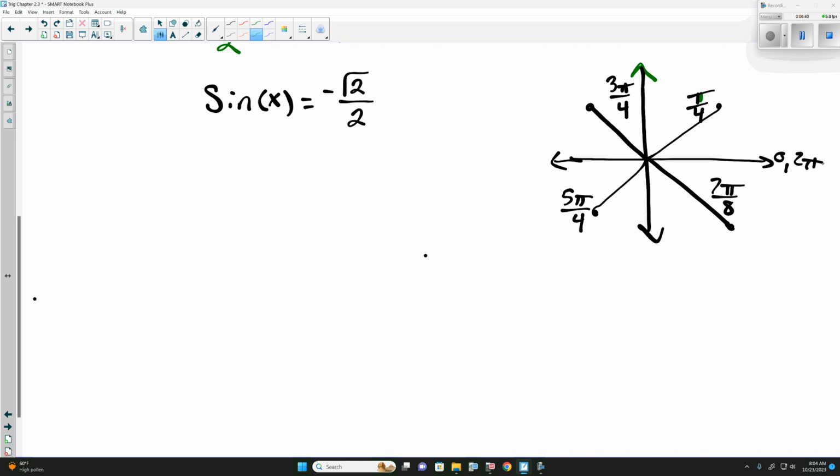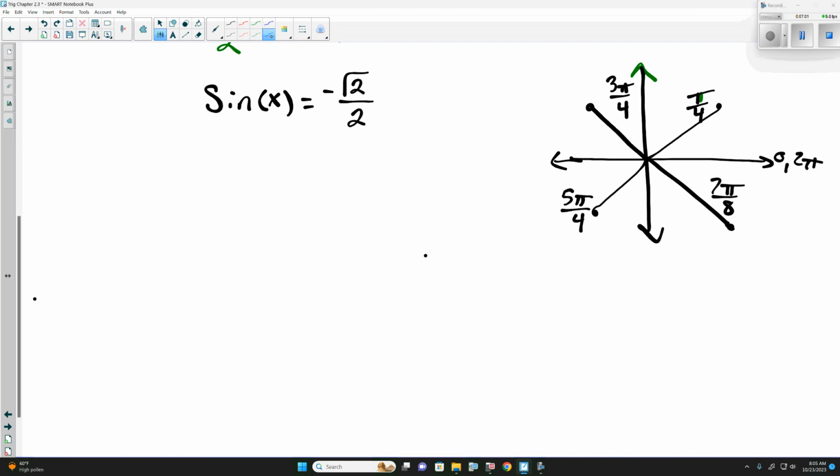But we could keep going further because we have 9 pi over 4, and then 11 pi over 4. And we could keep going around. We have coterminal angles.